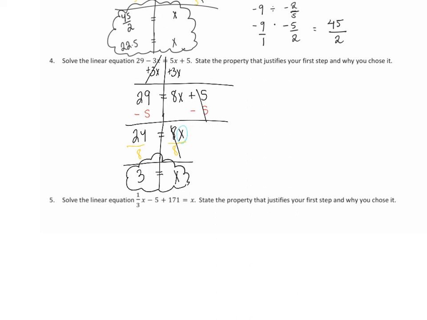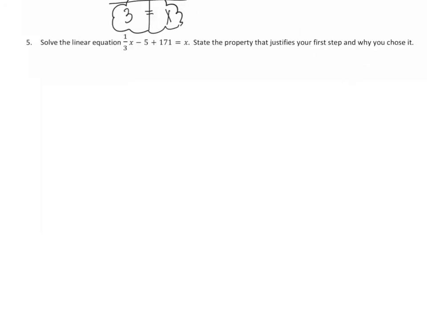And the first thing that I did was the addition property of equality right here. Okay, you could have done anything. That was number 4, pretty quick. All right, last exercise here that I'm going to go over with you is number 5. I draw a line through my sign.